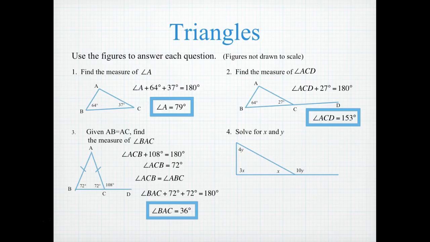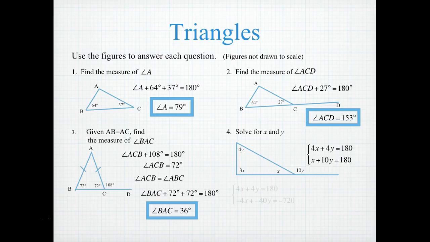Last example, we need to solve for x and y. The system that we're going to come up with here has 4x plus 4y equal to 180 degrees. And that is achieved by adding the 3x, the x, and the 4y. Those are the interior angles of the triangle, and they equal 180 degrees. And my second equation is x plus 10y equal to 180 degrees. And that's produced by the interior and the exterior angle.